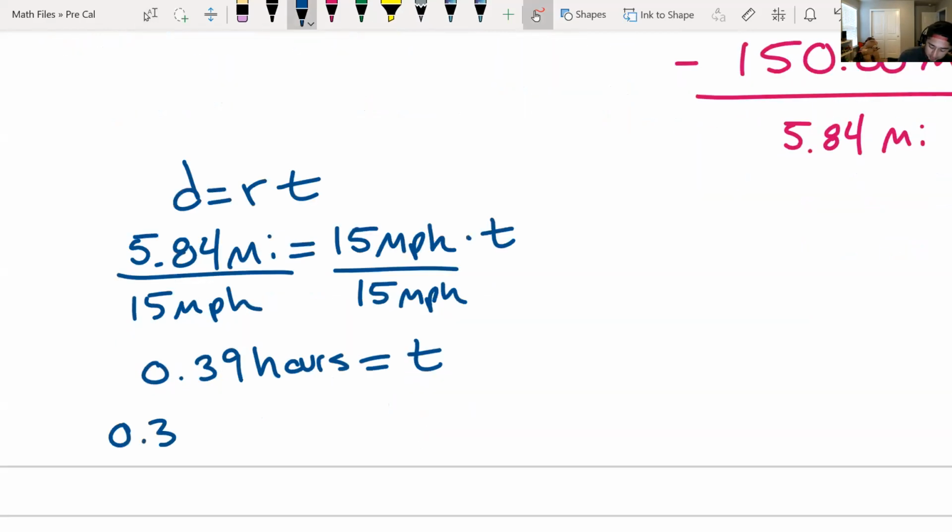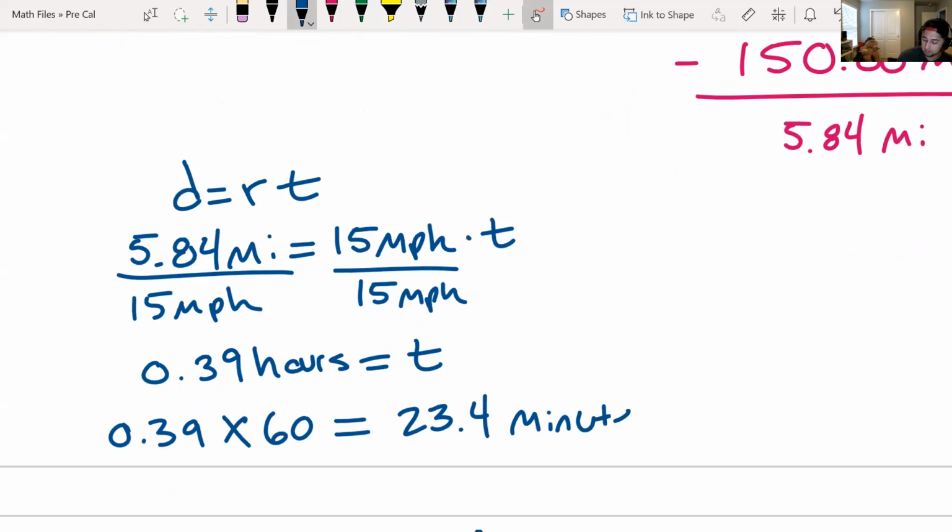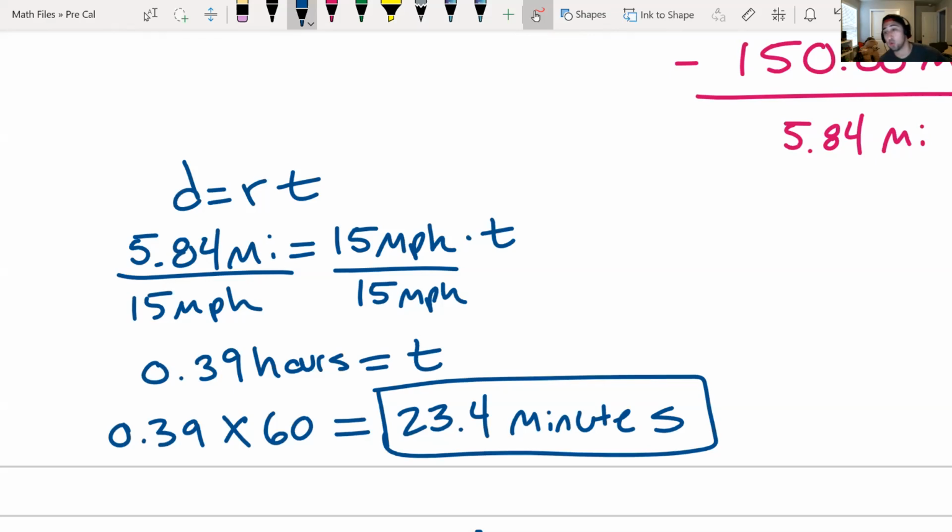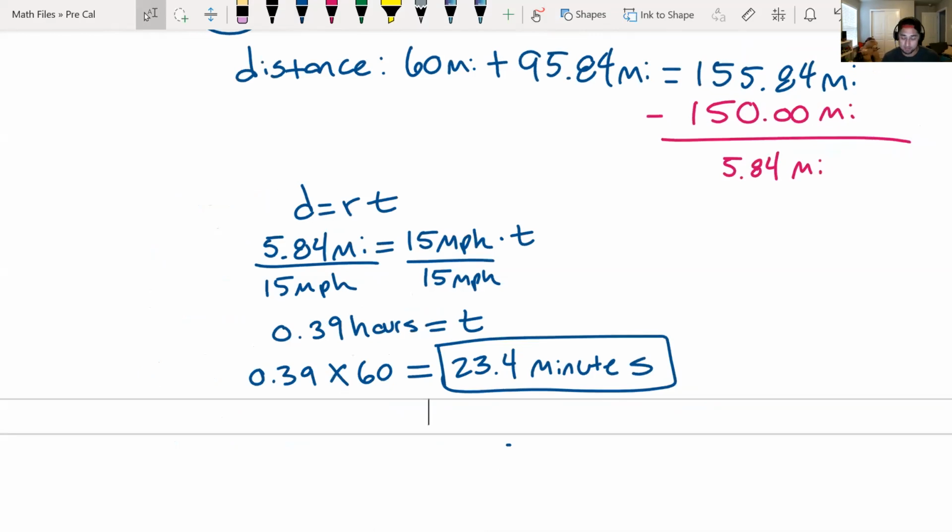So 0.39 times 60 means this will add 23.4 minutes extra to our trip. That's it. So those extra 5 miles is going to take us an extra 23 minutes. That's it.